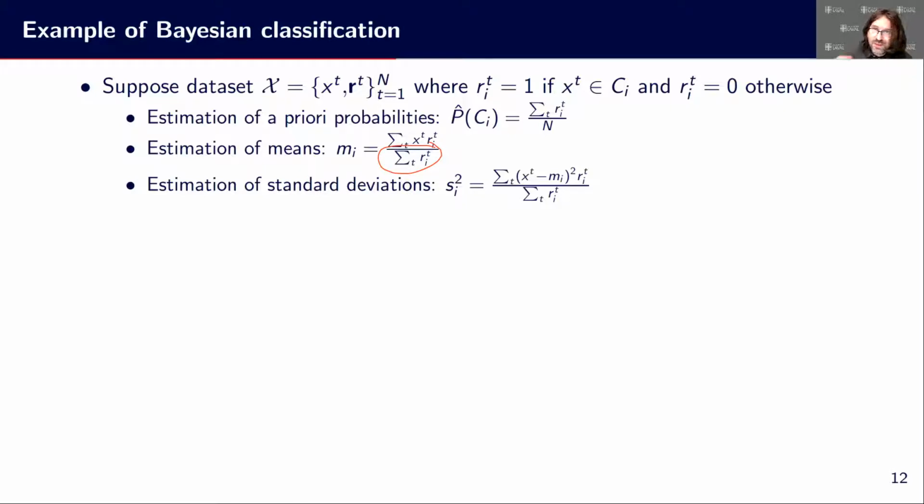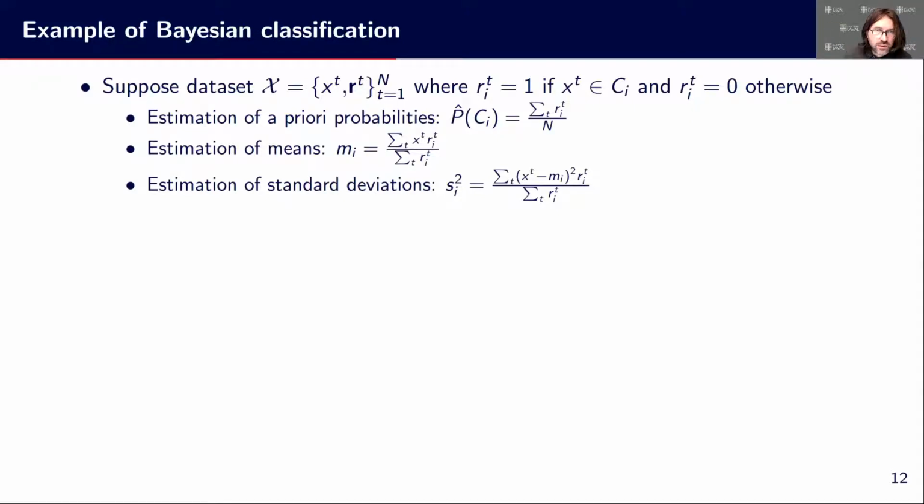So this rit formulation, with rt being a vector with a one-hot vector encoding, is super interesting in terms of simplifying the formalization of the problem and getting such an equation for computing the mean for samples from class Ci over the complete data set.